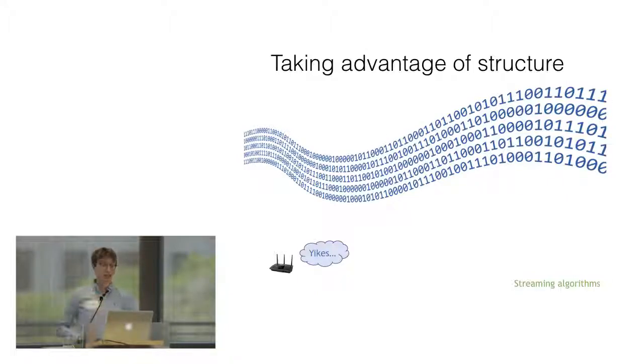Another example is in streaming algorithms. So let's say I'm a router. I have extremely limited computational ability, and I just see network traffic flying by. And I want to maybe compute some summary statistics about this. What can I do? If this were completely arbitrary data, I couldn't do anything. But fortunately, there's some structure there. Maybe some IP addresses show up more often than others, things like that. And we can take advantage of that structure to actually create a pretty concise sketch of what's going on.